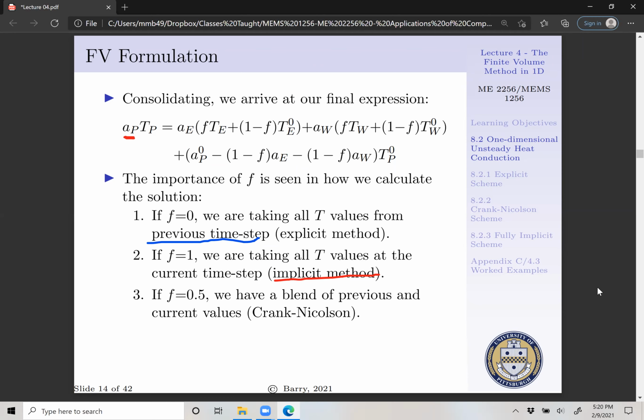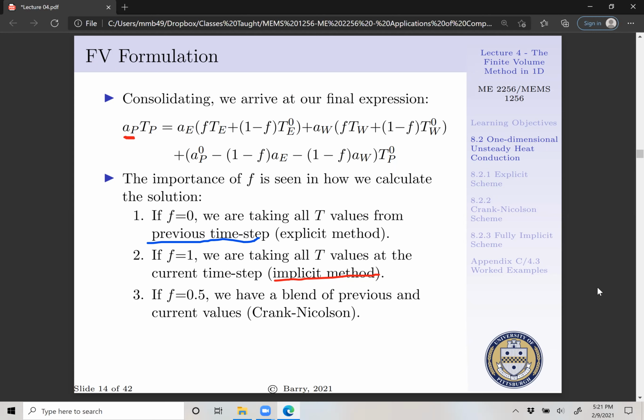But with that being said, one of the most prevalent values of f is 0.5, or a half. And you blend the two. You have a blend of your explicit and implicit methods. And this is called the Crank-Nicolson scheme. Pretty cool. Someone just said, let's set our weighting factor to a half. And look, now these guys are really famous.